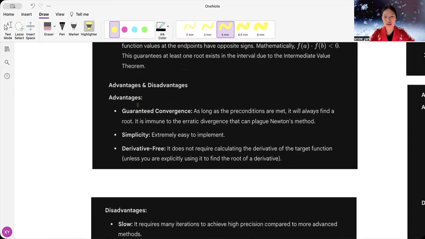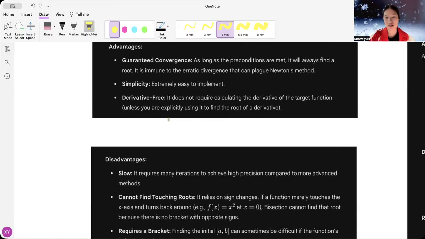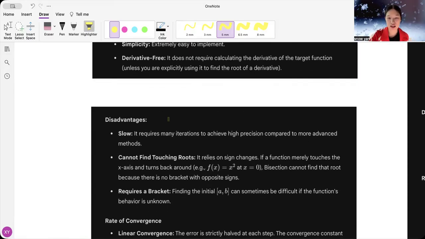I guess the advantage is that it's guaranteed to converge because it's continuous and we know that the root has to be within the bracket. It's easy to implement, it's derivative free, so it's pretty nice. But the disadvantage is that it can be slow compared to other methods.